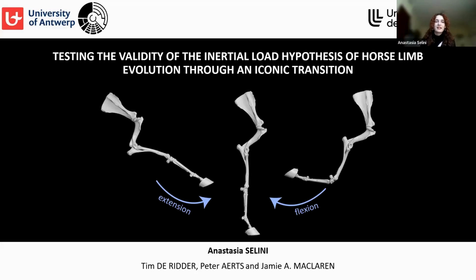Well, hello everyone. I will present to you my master thesis, and I will talk to you about the horse limb evolution by testing one of the major hypotheses of the side digit reduction, which is the inertial load hypothesis.